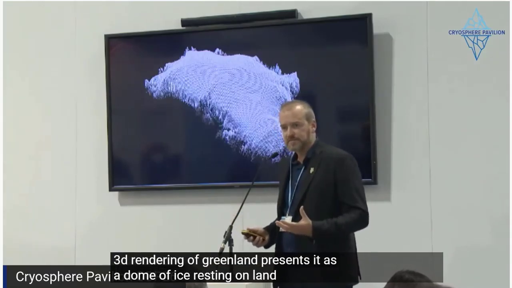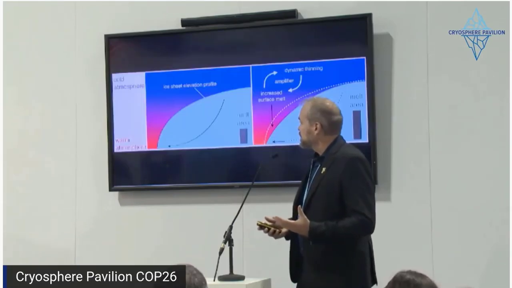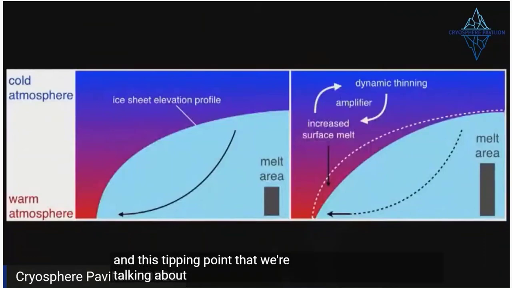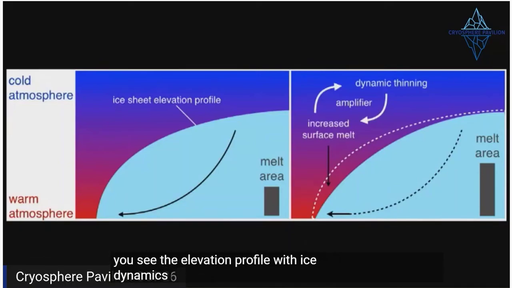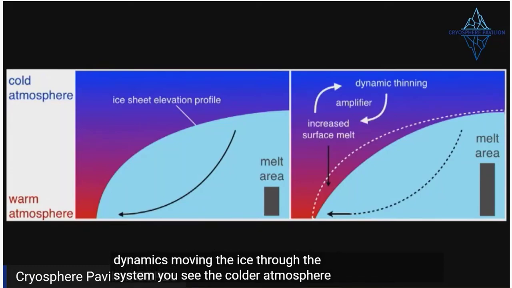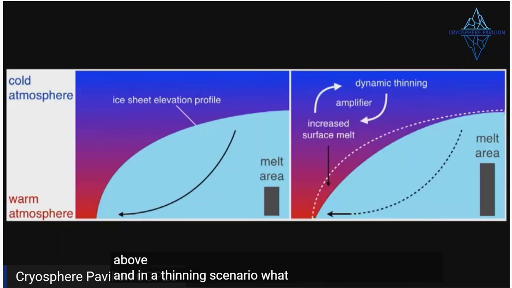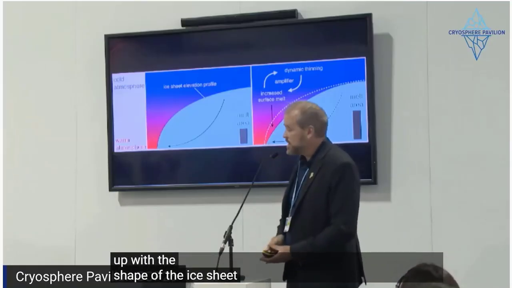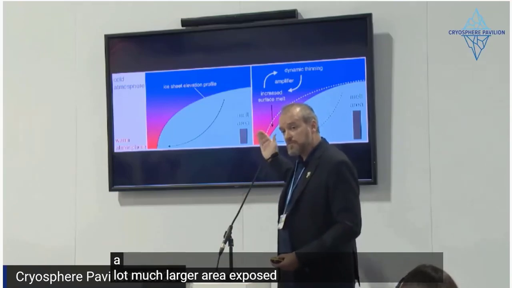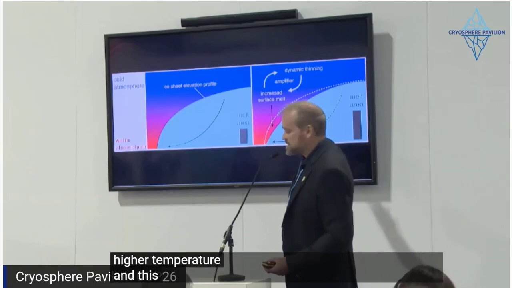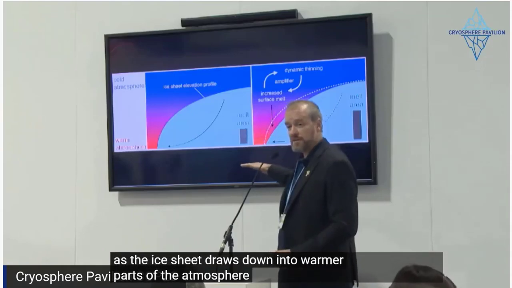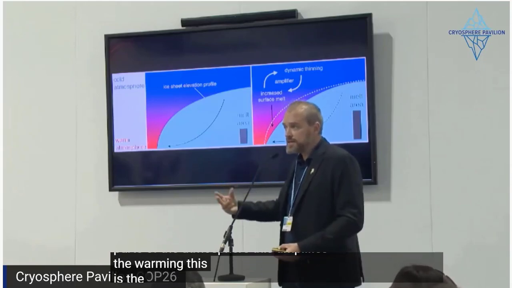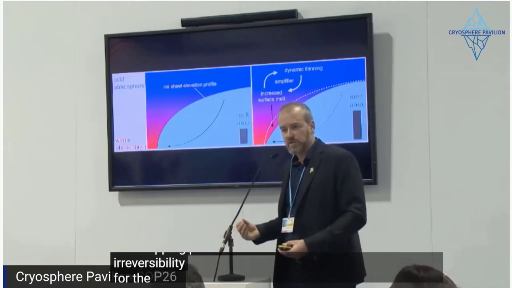This 3D rendering of Greenland presents it as a dome of ice resting on land. And this tipping point that we're talking about involves something called the elevation feedback. On the left, you see the elevation profile with the ice dynamics moving the ice through the system. You see the colder atmosphere above. And in a thinning scenario, what you end up with in the shape of the ice sheet is a much larger area exposed to this higher temperature. And this presents an amplifying feedback as the ice sheet draws down into warmer parts of the atmosphere. This amplifies the warming. This is the tipping point. This is the irreversibility for the ice sheet.